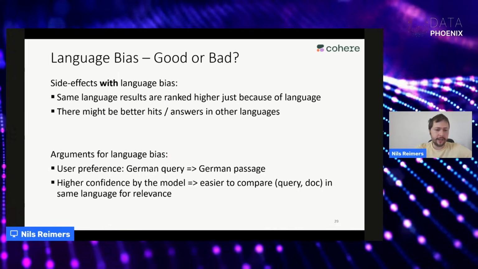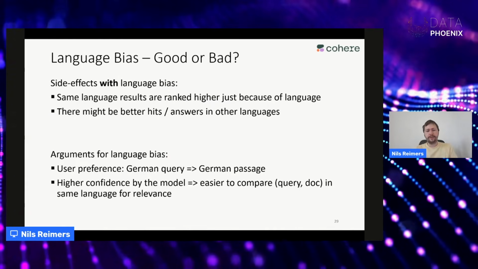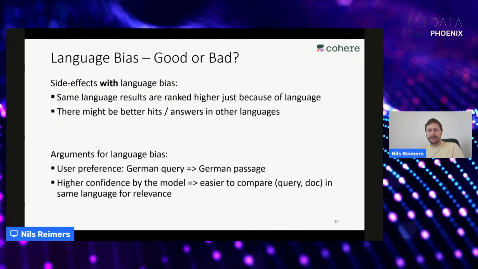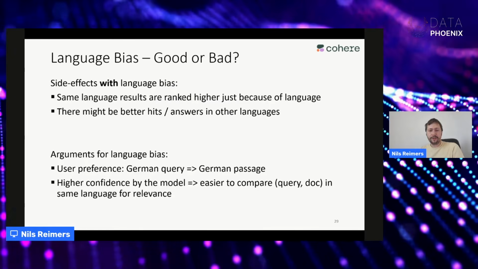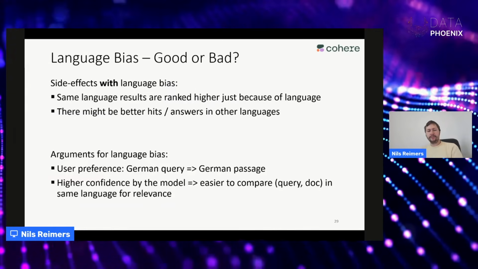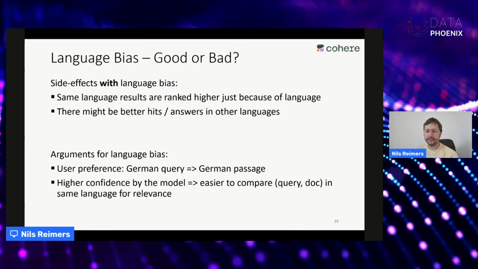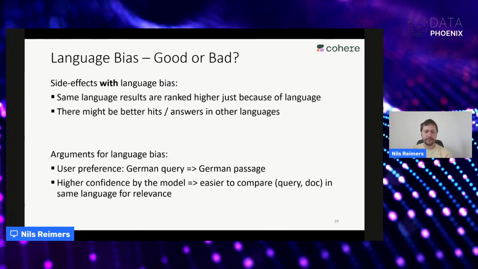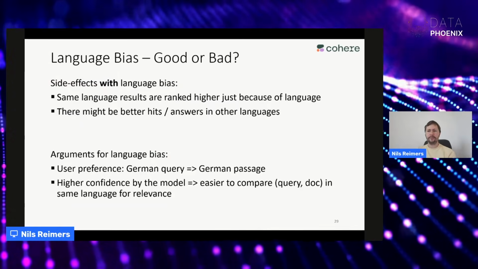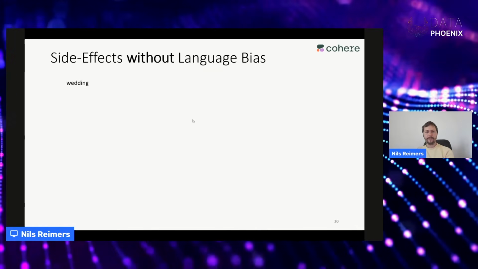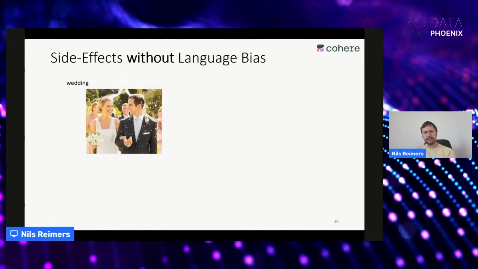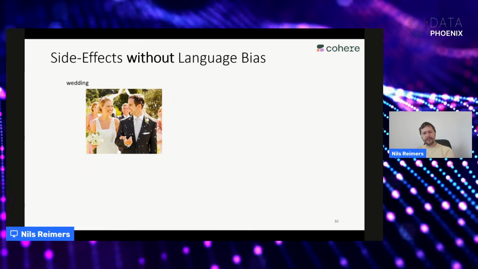You could argue for language bias on the one side because of user preference. If I search in English or if I search in German, I might prefer reading a German paragraph over a Korean paragraph. And also in terms of confidence by the model, it's easier to compare a query and document in the same language for relevance than to compare across languages. So you could argue you want a model without language bias, but this also has side effects.